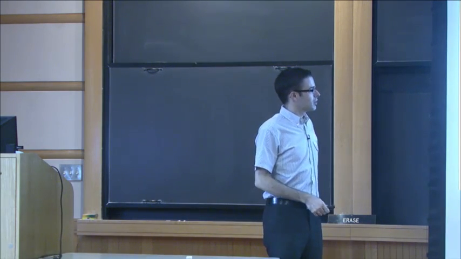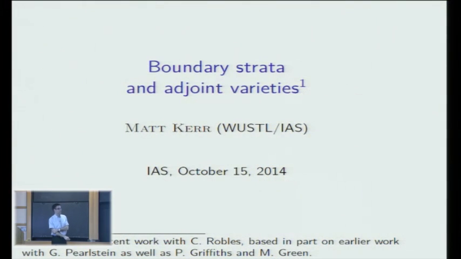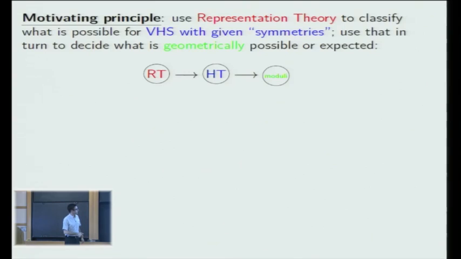So this talk is going to be about joint work that I did with Colleen Robles, that is based on earlier joint work with Greg Pearlstein and Phillip Griffiths and Mark Green. And it builds on Colleen's talk to a certain extent. And it's also strongly tied to the other talks we heard today, and Christian's talk and other talks, and its emphasis on the Hodge theoretic boundary, which I won't get to immediately.